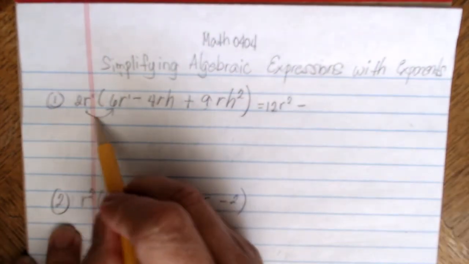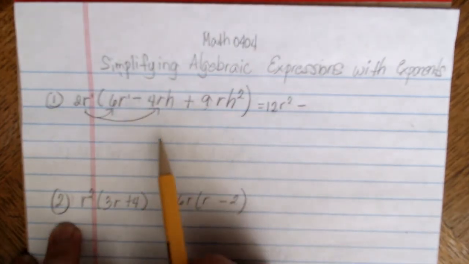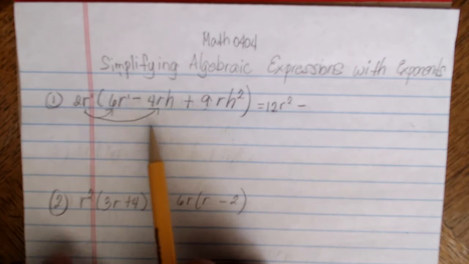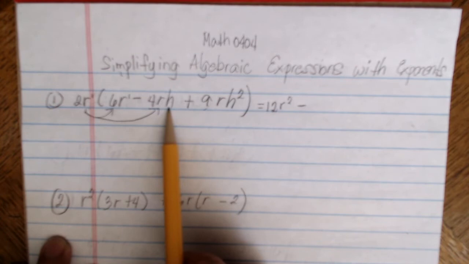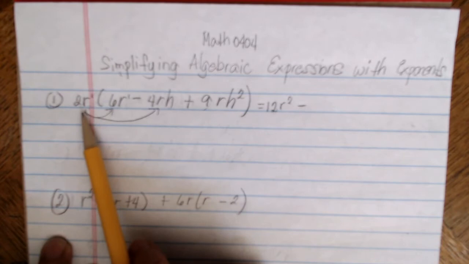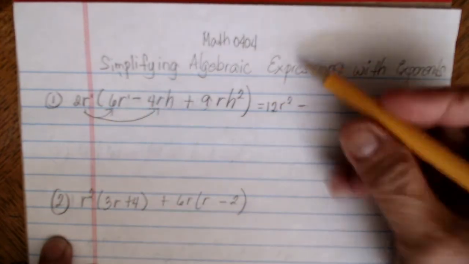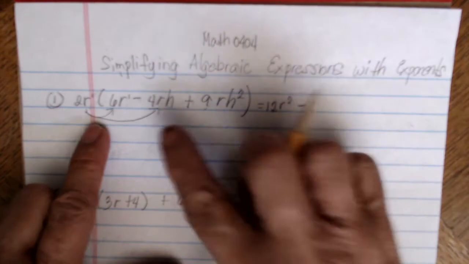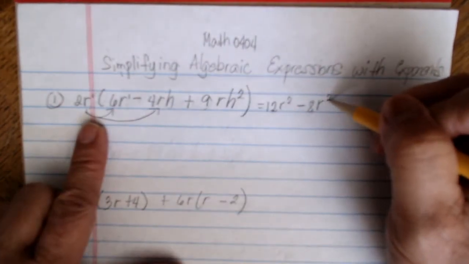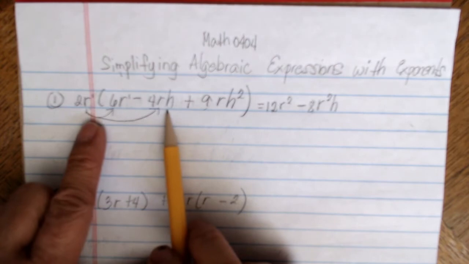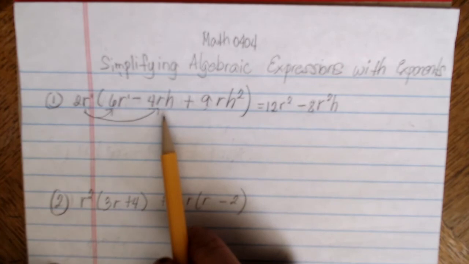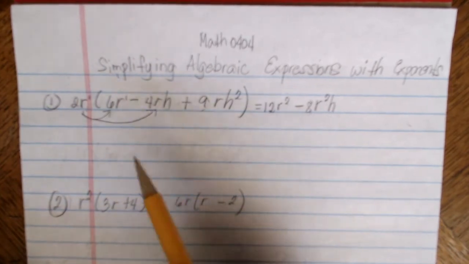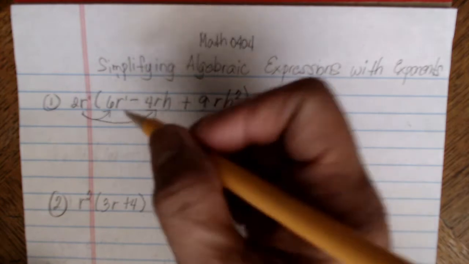2r times 4rh. So you only add the exponents of the same base. So r and r, yes, but the h, you have to copy that over because there's no same base outside. So 2 times 4, that would be 8, and then r times r, that would be r squared, and then copy over h. So that's how you multiply that. The variables that are not the same, you copy over.